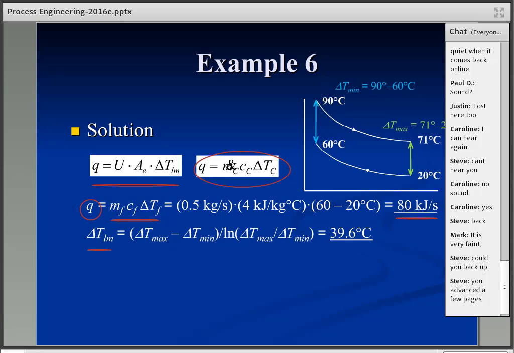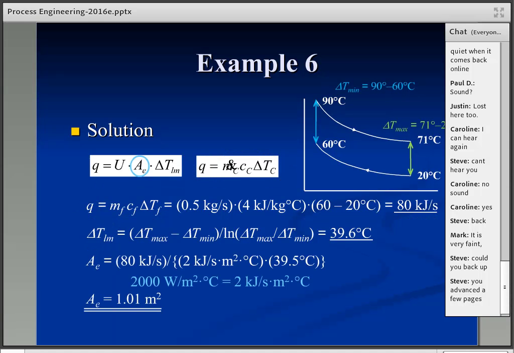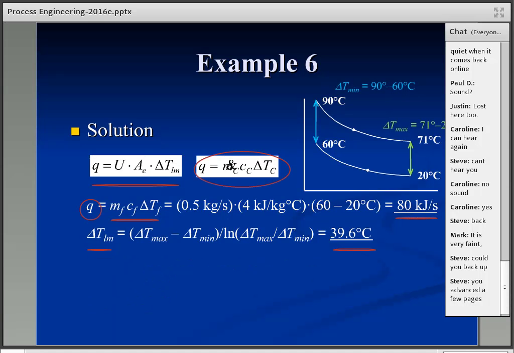I went ahead and calculated it separately here, instead of plugging it all into one big equation. But I use the delta T max and min terms there. Okay, sorry. If you look on the right-hand side of this exchanger, the temperature difference is 71 minus 20 degrees, which is larger than the 90 minus 60 on the left. So delta T max is 51. It's 71 minus 20. Delta T min is 30. It's 90 minus 60.